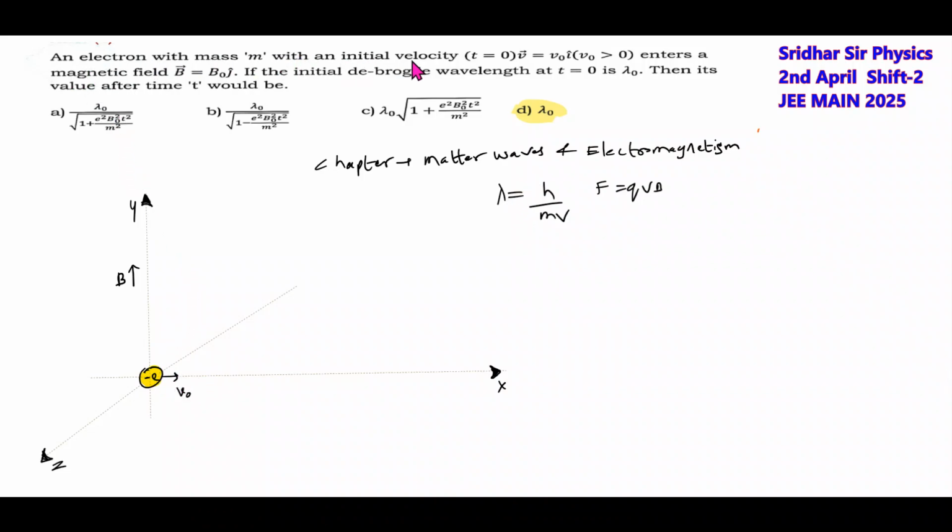An electron with mass m, with an initial velocity v equal to v naught i cap, moving along the x-axis, enters a magnetic field where B bar is along the y-axis. If the initial de Broglie wavelength at t equals 0 is lambda naught, what is lambda naught? Lambda naught should be equal to h by m v naught. Then its value after some time t. Okay, we'll see the force F equals q v cross B formula. The force acting on this will be in this direction. Because of force and velocity, the charged particle will deviate like this.